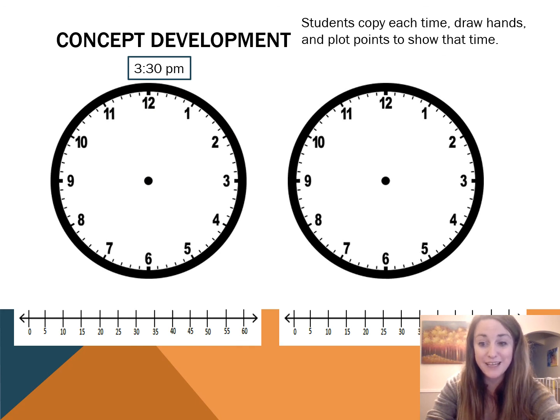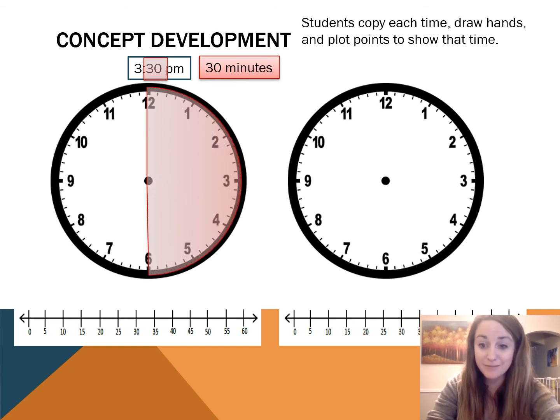Let's do this one more time. The time says 3:30. 30 minutes have passed. That's about half of our clock. So I'm going to label my number line 3 o'clock and 4 o'clock because 3:30 is between 3 and 4 o'clock. Next, I can plot the point 30 minutes on my number line.